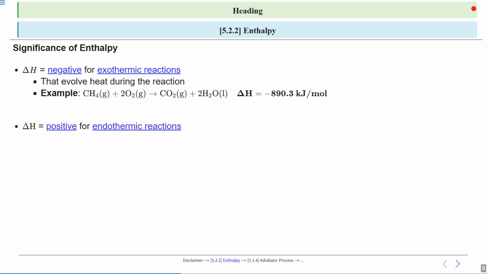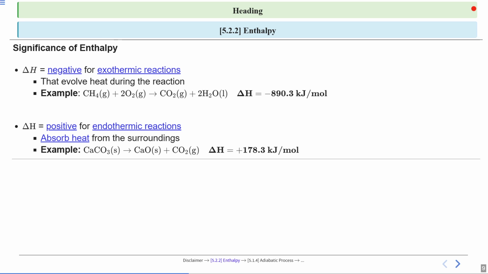Now, how do we write it for the positive case? When delta H is positive for a reaction, it is called an endothermic reaction. In this case, the heat is absorbed from the surroundings. What example can we take? We can take the decomposition of calcium carbonate into calcium oxide and carbon dioxide, which requires 178.3 kilojoule of heat per mole of calcium carbonate. I hope you got the point related to the significance of enthalpy.